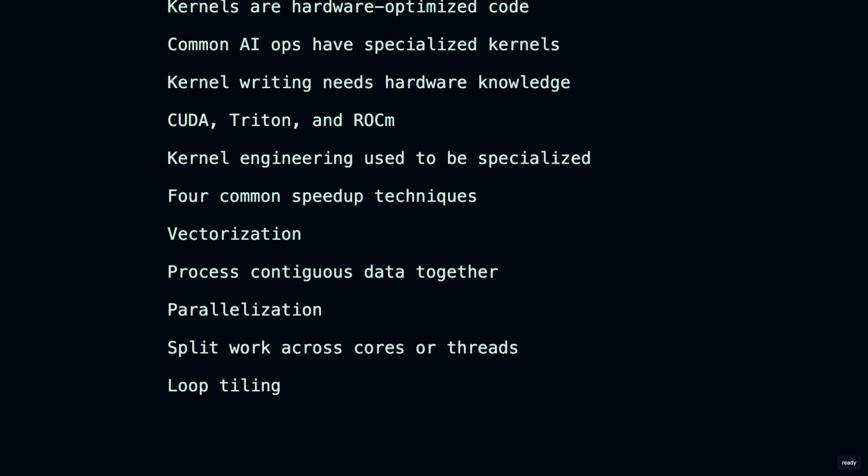Loop tiling reorganizes access patterns so they fit the cache and memory layout of the target device. It is very hardware dependent, so the best pattern changes across architectures.